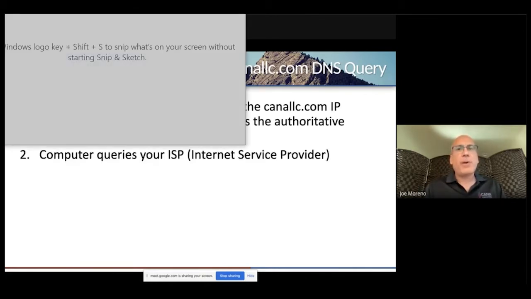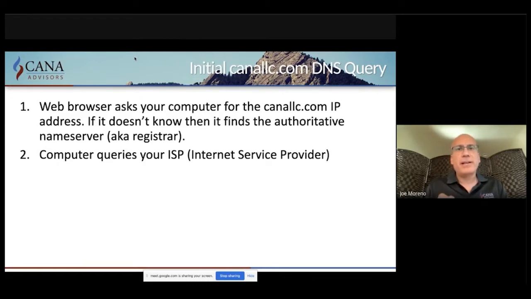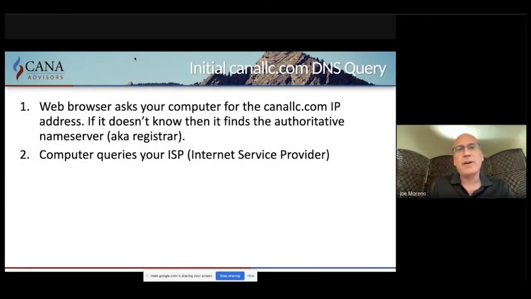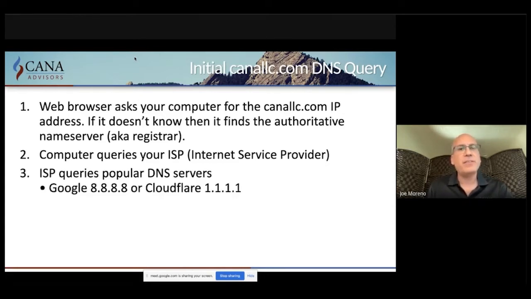So after we entered canallc.com into our web browser, it doesn't know it. So our computer asks or queries our ISP, our internet service provider. It'll query the DNS servers of the ISP for that IP address. Because this is a brand new domain, our ISP has never seen it either. So then our ISP passes that request to probably one of the popular DNS servers. Google has one, 8.8.8.8, and Cloudflare has another one. But again, this is a brand new domain, so we've never seen it.